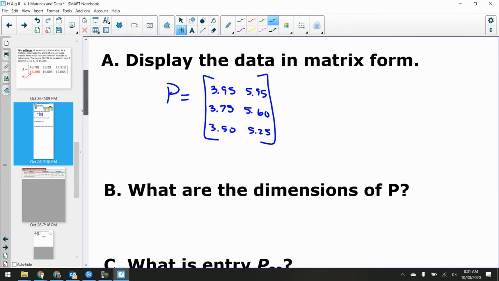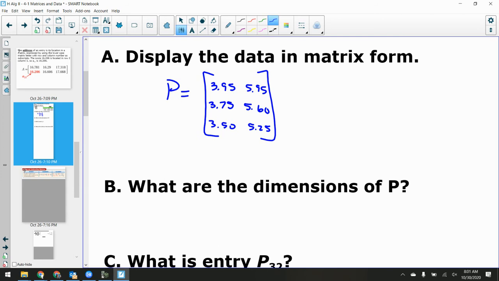Okay. What are the dimensions of P? Somebody tell me. 3 by 2. This is a 3 by 2 matrix. P sub 3 by 2. And that's how we can write it. I don't know if I said that earlier, but that's how we write the dimensions. Capital letter, subscript dimensions, 3 by 2. Okay, so P is a 3 by 2 matrix.